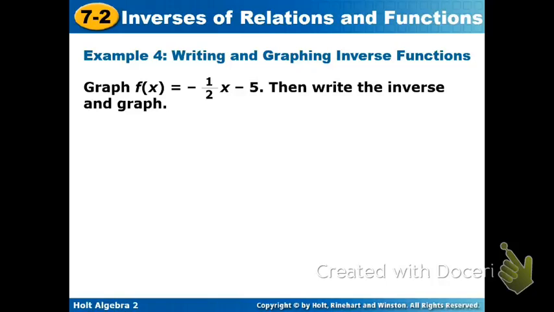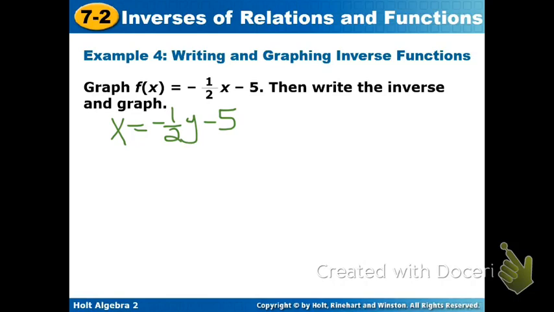Okay, first of all, let's rewrite it. Switch your x and y. So that's going to give us x equals negative 1/2 y minus 5. So x equals negative 1/2 y minus 5.